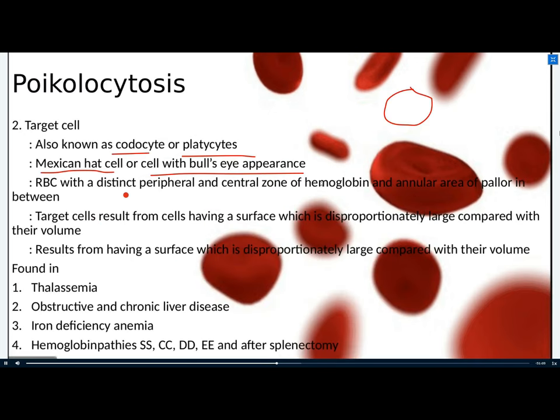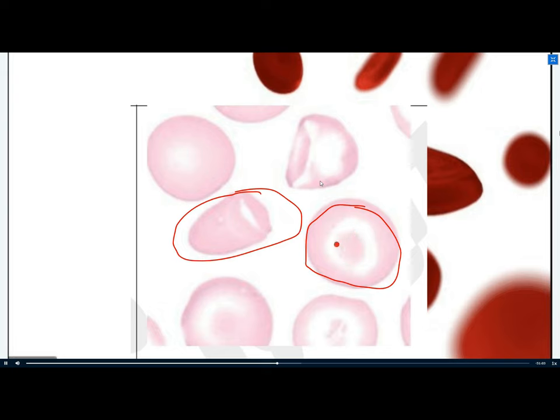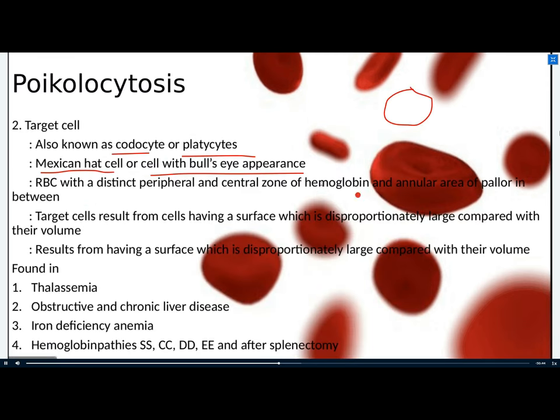Now, this is an RBC with a distinct peripheral and central zone of hemoglobin. So this would be the peripheral, the central zone of hemoglobin niya. You notice yung normal RBC niyo may central pallor lang. But this time, instead of having a central pallor, it would have a central area of hemoglobin and an annular area of pallor in between. Target cells result from cells having a surface which is disproportionately large compared with their volume. Mas malaki daw, class, yung size kesa sa laman.